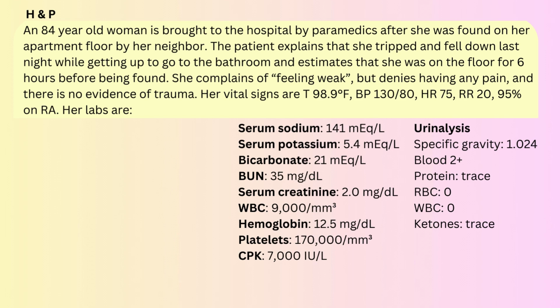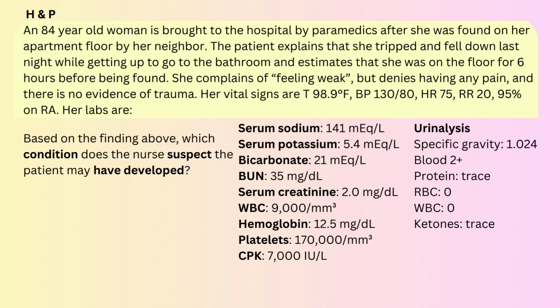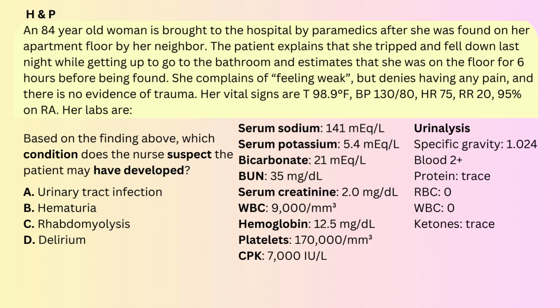Her vital signs are temperature 98.9 degrees Fahrenheit, BP 130/80, heart rate of 75, respiratory rate of 20, 95% on room air. Her labs are shown below. You can pause the video to review the labs. Based on the findings above, which condition does the nurse suspect the client may have developed? A. Urinary tract infection. B. Hematuria. C. Rhabdomyolysis. D. Delirium.